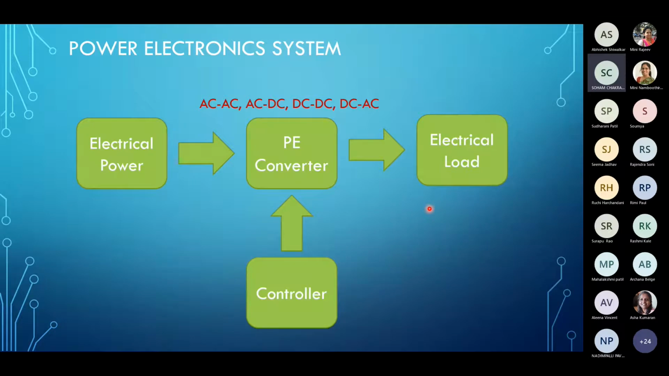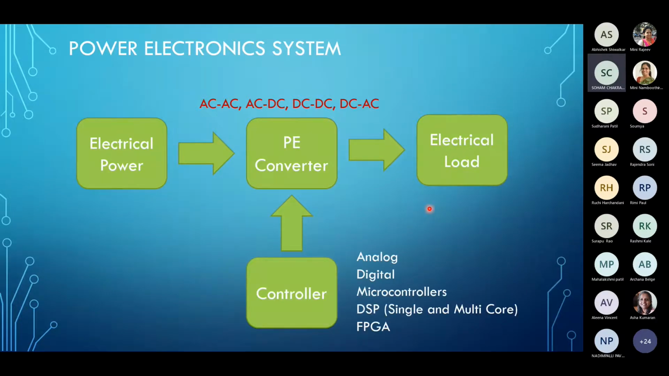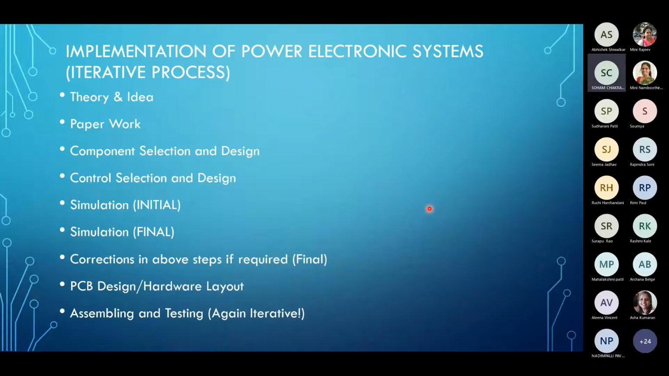For power electronics converters, we know that there are mainly 4 types: AC-AC, AC-DC, DC-DC, and DC-AC. If you see the part of controller, there are many types of controllers: analog, digital. In the analog controllers part, I can say it's passive based controls, or maybe some IC based controls. Digital controls include microcontrollers, DSPs, single and multi-core, maybe FPGA, right?